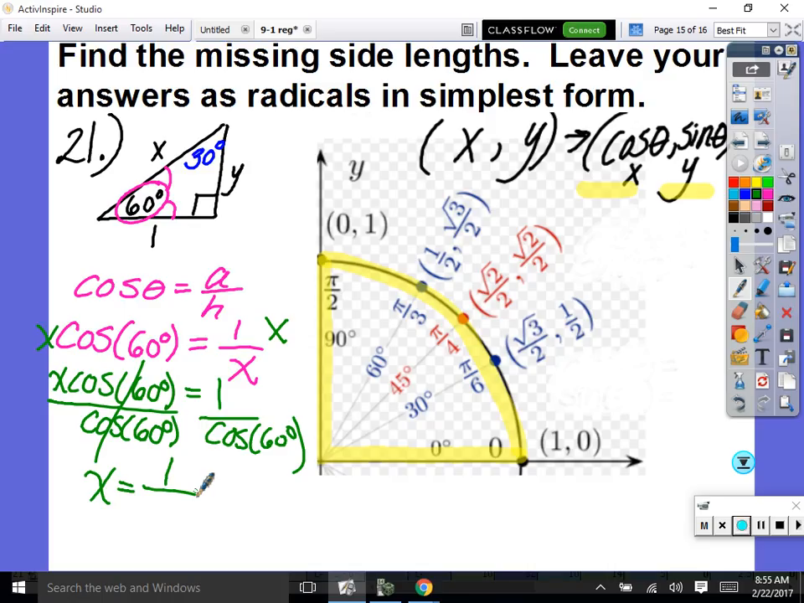Locate 60 degrees. Everybody see it? What is cosine at 60 degrees? X, correct? 1/2. So isn't this x is equal to 1 divided by 1/2? Because cosine of 60 is 1/2, everybody. You see what I did there? Any questions on that? So I replace that with what it is. It's 1/2. So we have this.